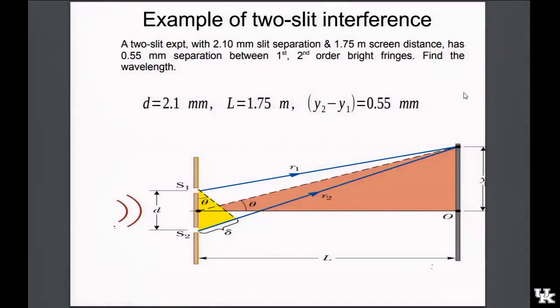Let me just show you an example calculation with the two-slit experiment. So that's this example here. We've got a two-slit experiment, and in this particular case, the separation between the two slits is 2.1 millimeters. So it's just a couple of millimeters. They're really, really close. The distance to the screen is 1.75 meters. So, that's greater than my wingspan.